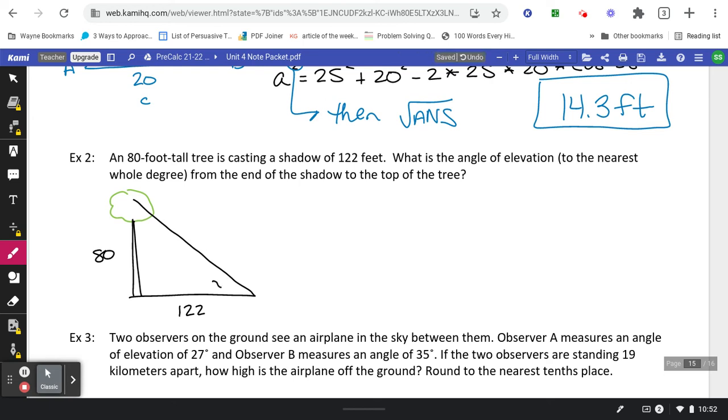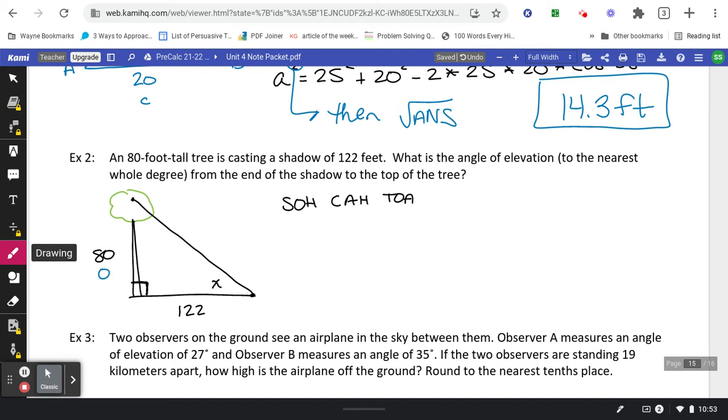Angle of elevation is always from the bottom looking up. From the end of the shadow, which would be here, to the top of the tree, which would be up here. So we're looking for our x. Now, anytime you have something standing upright like this, you are going to have a 90-degree angle right here, which means we are going to be able to use SOHCAHTOA. We're going to pick which one is going to be most useful for us.